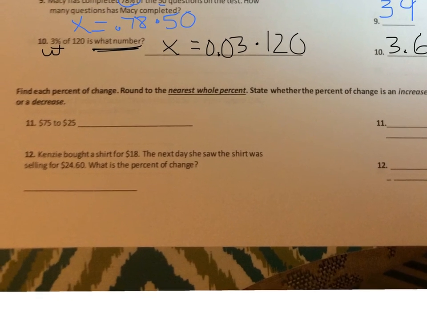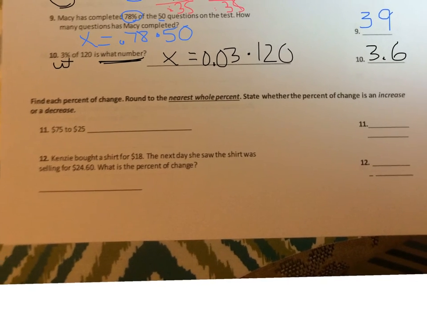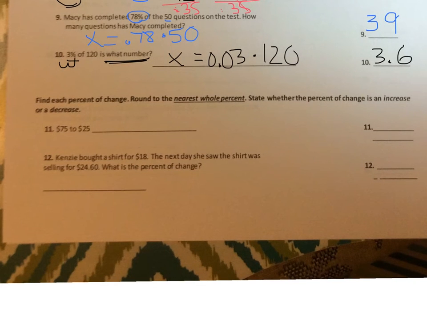Alright, number 11. So now if we read our directions, we are finding percent of change, rounding to the nearest whole percent. We also have to state whether it's an increase or a decrease in percent. So first thing I'm going to do is find the amount of change by subtracting 75 minus 25. And I get 50. That's the top number of my fraction. Original number goes on the bottom. I have 50 divided by 75.